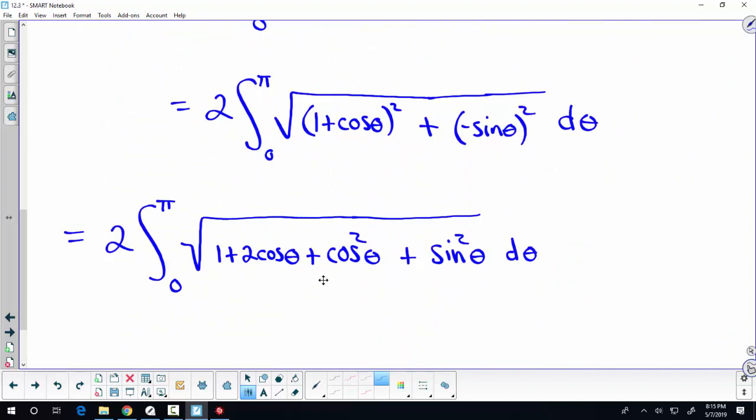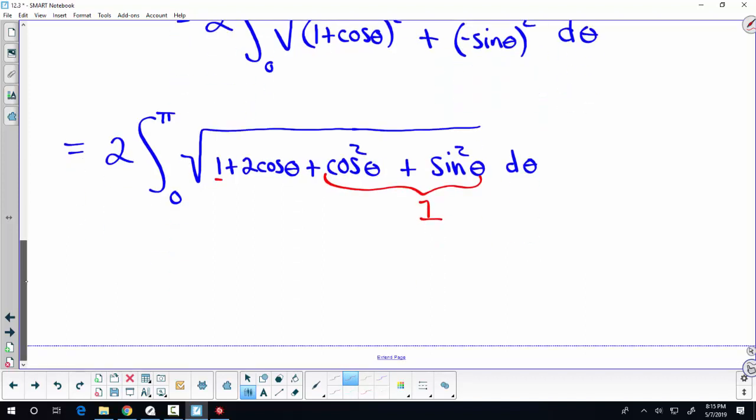That's where we're at. Sine squared plus cosine squared is 1. So then we've got to figure out how to integrate the square root of 1 plus 2 cosine theta. Oh, yeah, 2 plus 2 cosine theta. So this is 1, and we're going to combine it with that 1 right there.